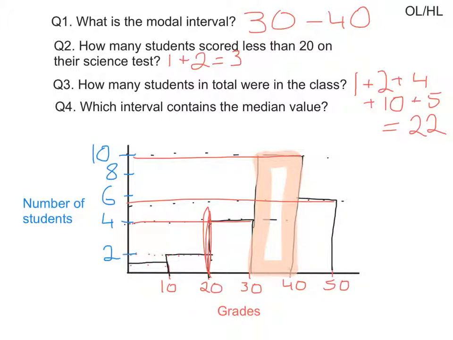In the interval between 30 and 40, there are 10 students. So since we have covered 7 students, the 8th student to the 17th student would lie in this interval. Therefore, the 11th and 12th students will be in this interval. So the median value is contained by the 30 to 40 interval. That concludes the discussion on histograms.